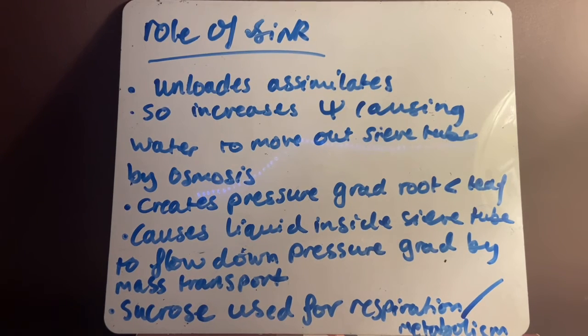The role of a sink is that it unloads assimilates, so it increases the water potential, causing water to move out of the sieve tube by osmosis, which creates a pressure difference. It creates a pressure gradient, so there's less pressure in the root than the leaf, causing the liquid inside the sieve tube to flow down the pressure gradient by mass transport from the leaf to the root, so the source to the sink. So sucrose is used for respiration or metabolism.